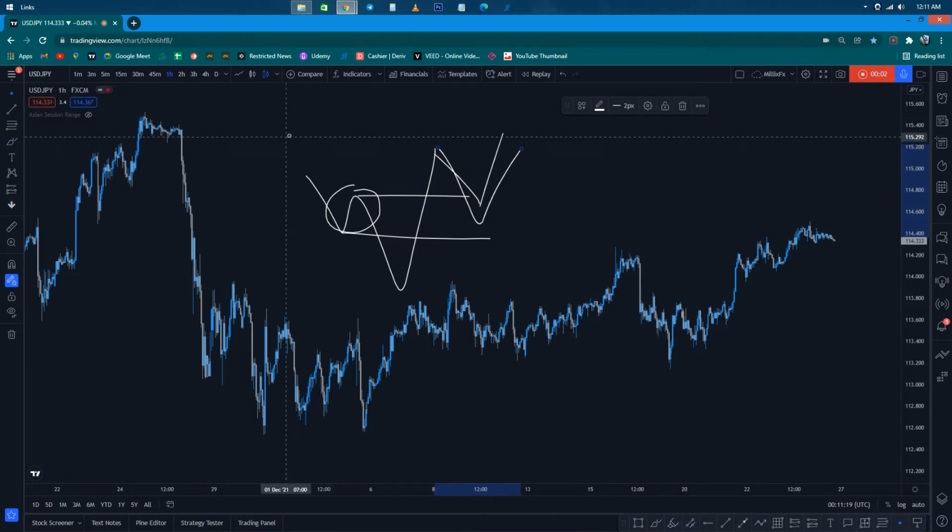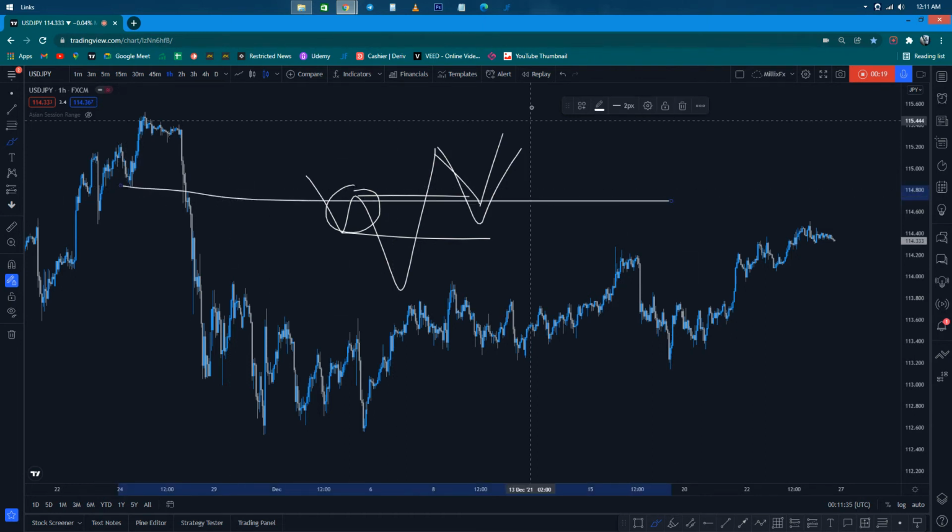So what are breaker blocks? Breaker blocks are actually areas price mitigates and then reverses back to its previous direction, so to the opposite direction. Without further ado, let's get into examples of breaker blocks. Breaker blocks actually give you an idea of where price might mitigate.